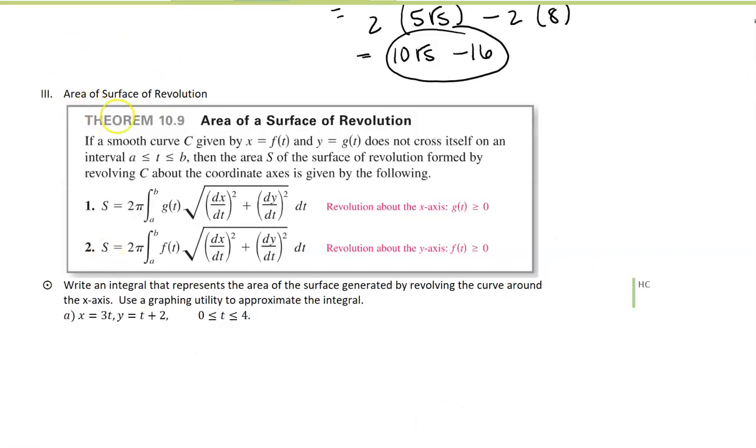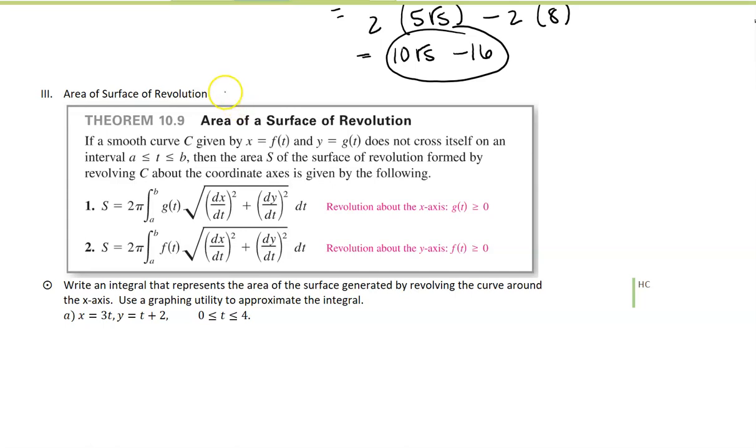The area of a surface of revolution has also been updated for parametric representation, and you can see what the formulas look like here. You've got 2 pi times the integral from a to b of either g of t times the square root of dx over dt squared plus dy over dt squared dt, or you may have an f of t. And basically the only difference is, are you revolving around the x-axis or the y-axis?